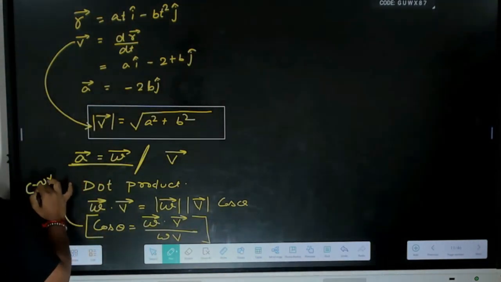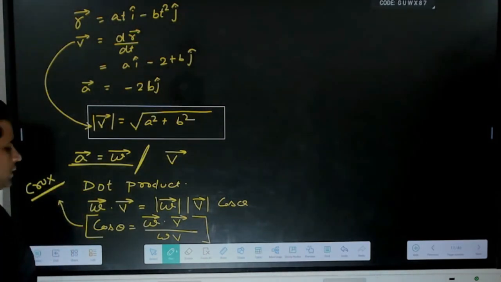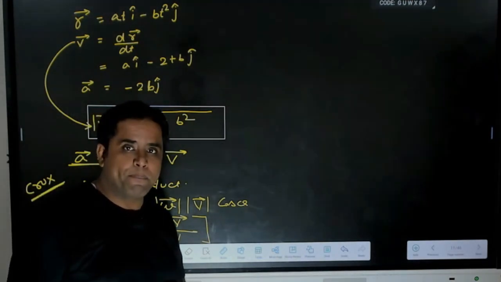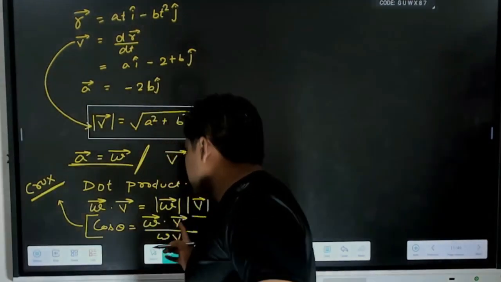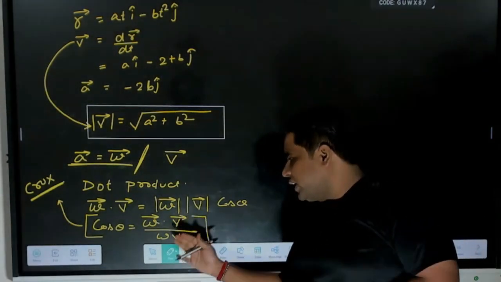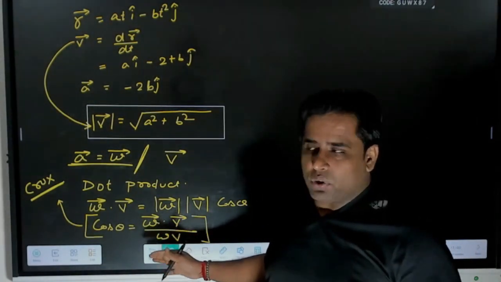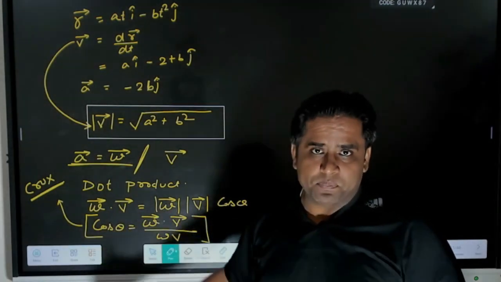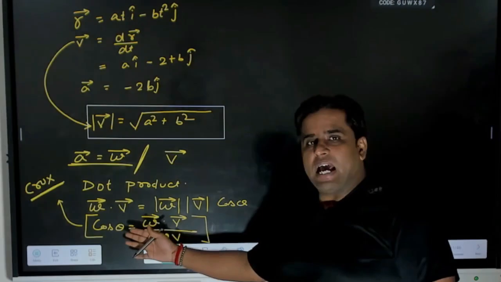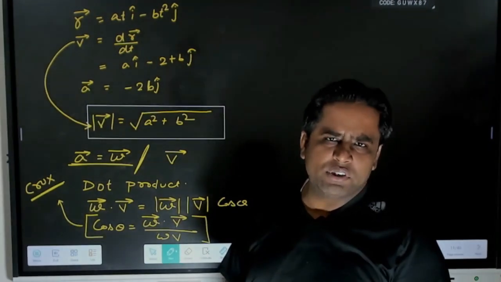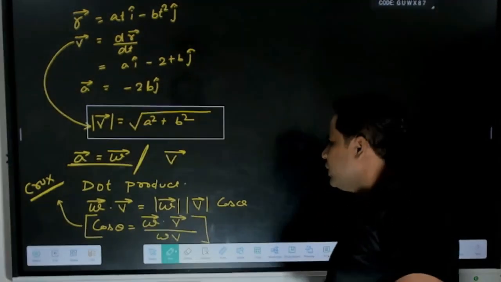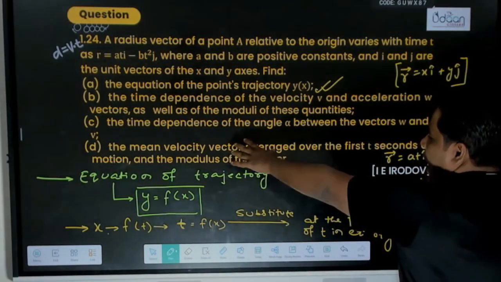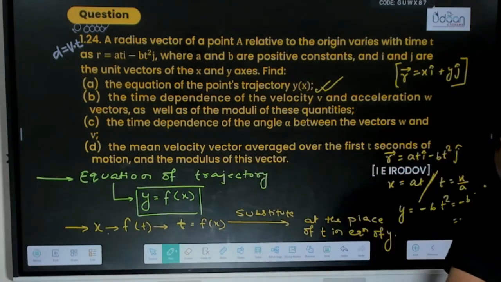We can say this is the crux of the condition the question is demanding. If we do the dot product and divide it by the product of the magnitudes, then definitely we will be able to relate it with the angle, and that is what the question demanded. So easy. We are already done with this one, and next is the mean velocity vector, the average. So let me know one thing.